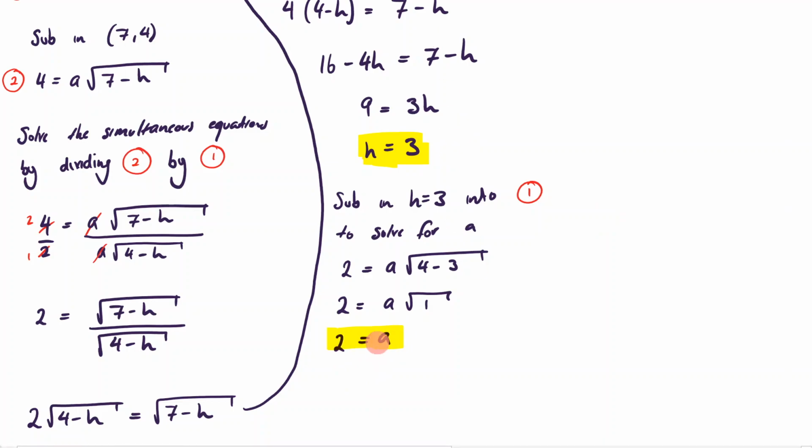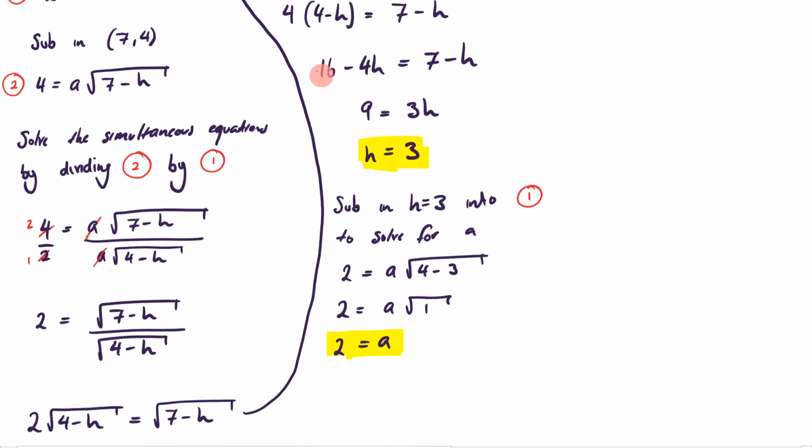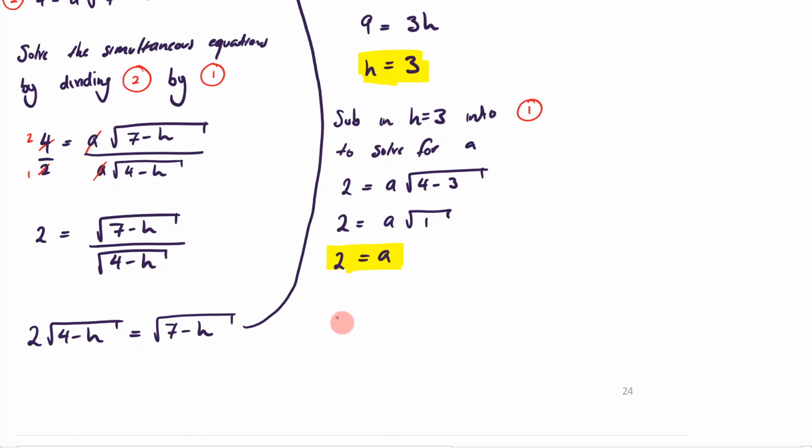So I have found both my a and my h value. Now that's all the question asked of us, just to find the a and the h value. But what we could do now is we could also just write down what the rule is going to be now. So we knew that it was y is equal to a, the square root of x minus h. So therefore, at the end of the day, the rule that we have here is y is equal to, my a value is 2, the square root of x minus 3 will be my final answer. And I've written down the rule that we have.